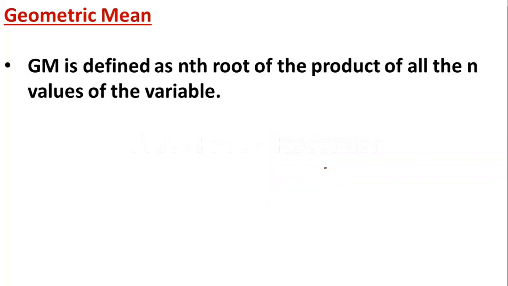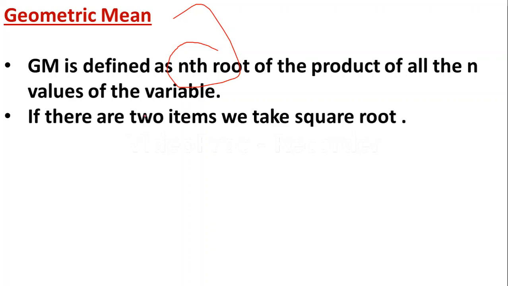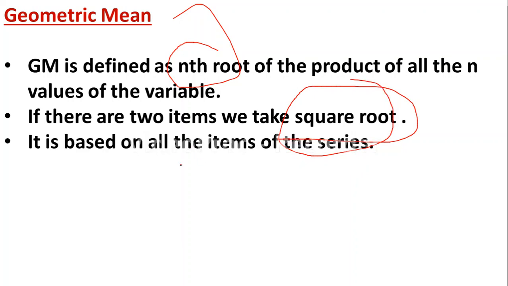The next one is the geometric mean. The geometric mean is the nth root of the product of all the given variables. So if there are two items, we will take the square root. The geometric mean is also based on all the given observations.